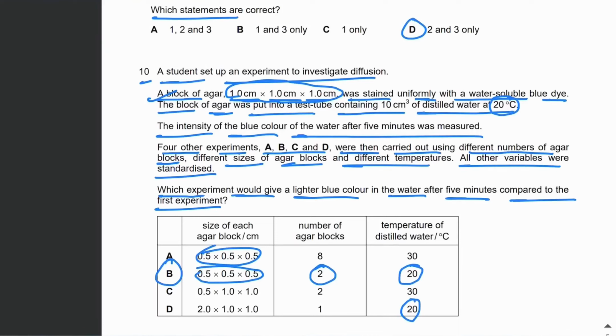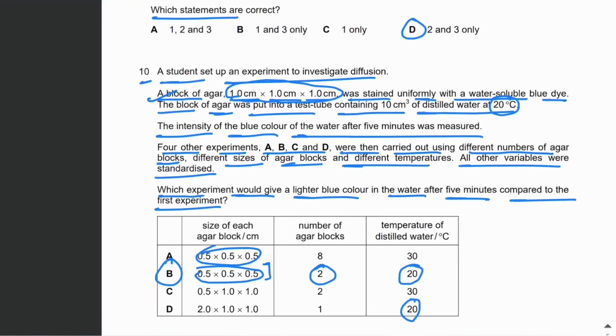And in this case, the block is smaller, 0.5 by 0.5 by 0.5. And in this option, we have 2 blocks, whereas in option A we had 8 blocks. So this would give a darker blue color. So we will choose B, because there are less number of blocks, which means less dye that can go into the water and give it blue color, right?